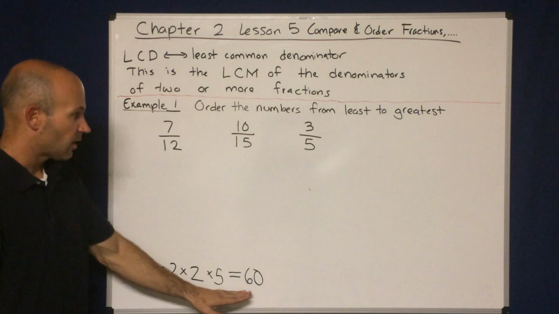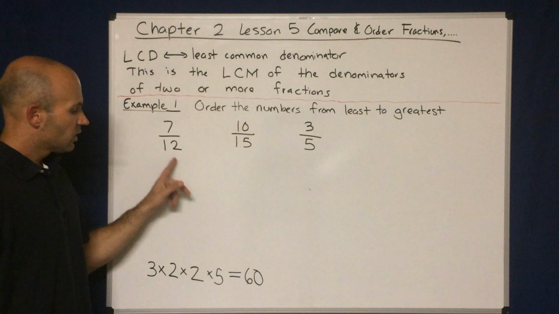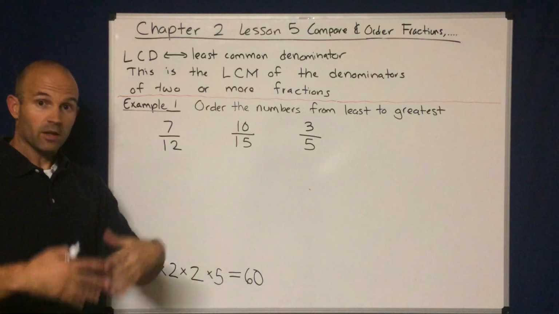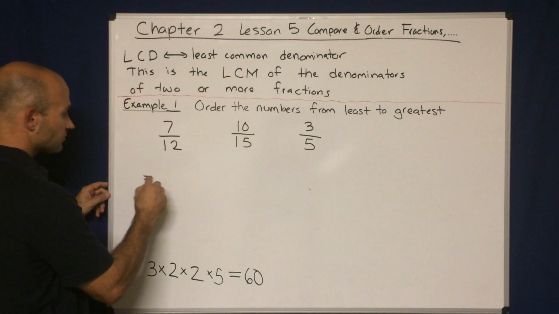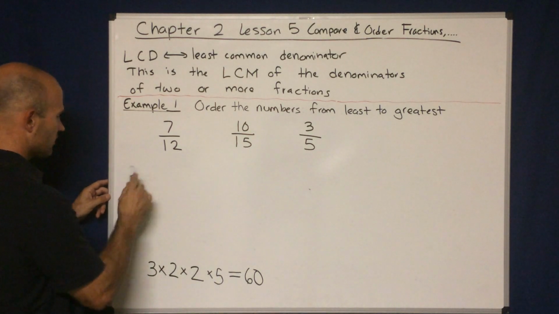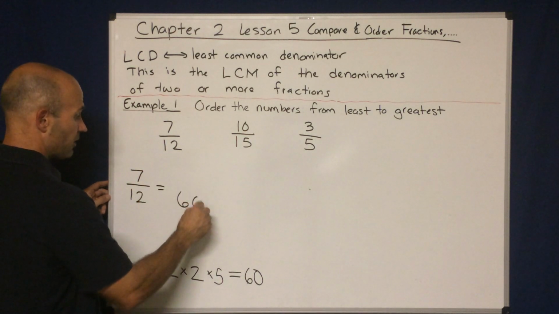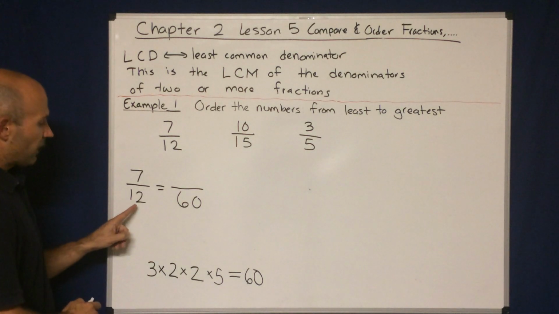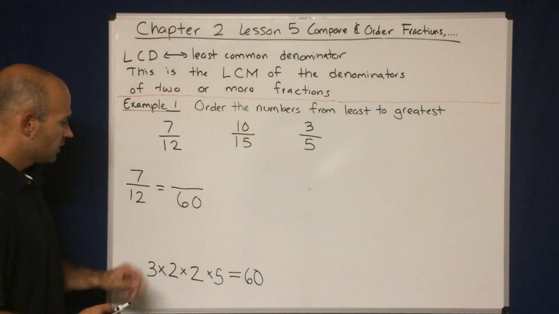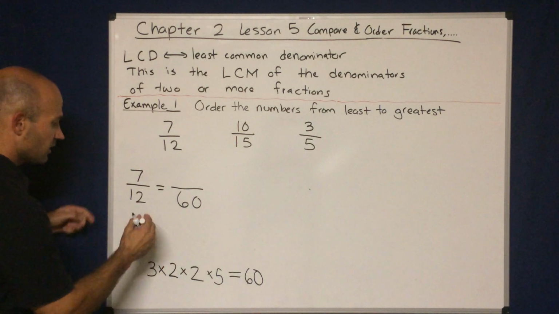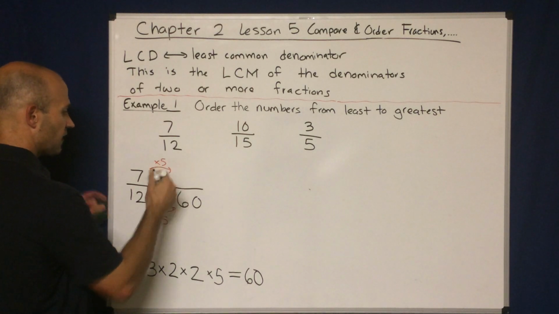So what do you do with this least common denominator? You rewrite each one of these fractions with 60 as a denominator. So now we're using ideas of equivalent fractions. 7 over 12. Let me go ahead and write it as the book does, right next to each other. That way it's not confusing. I want a denominator of 60, so I have to think, what do I have to multiply 12 by to get 60? 12 goes into 60 5 times. So I multiply my denominator by 5. And that means I also have to multiply my numerator by 5. 7 times 5 is 35.